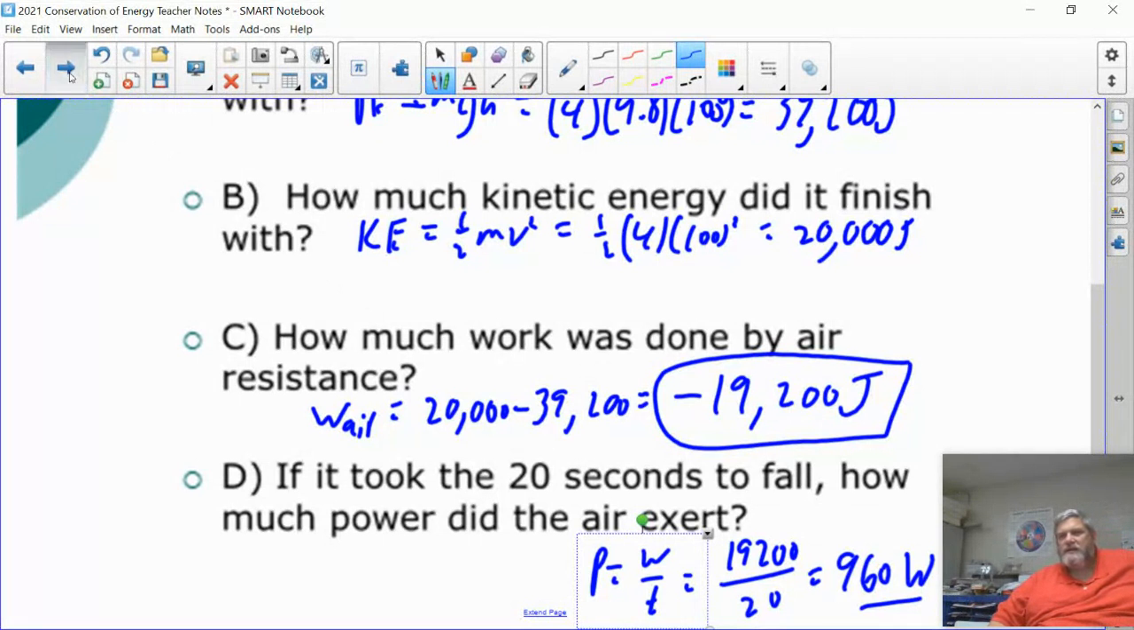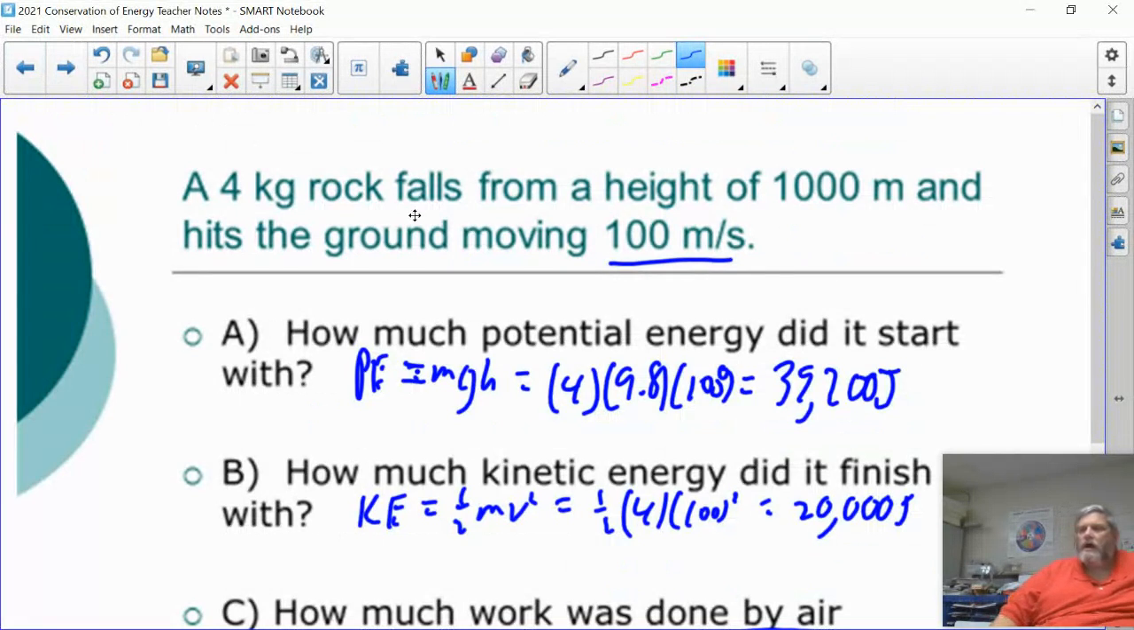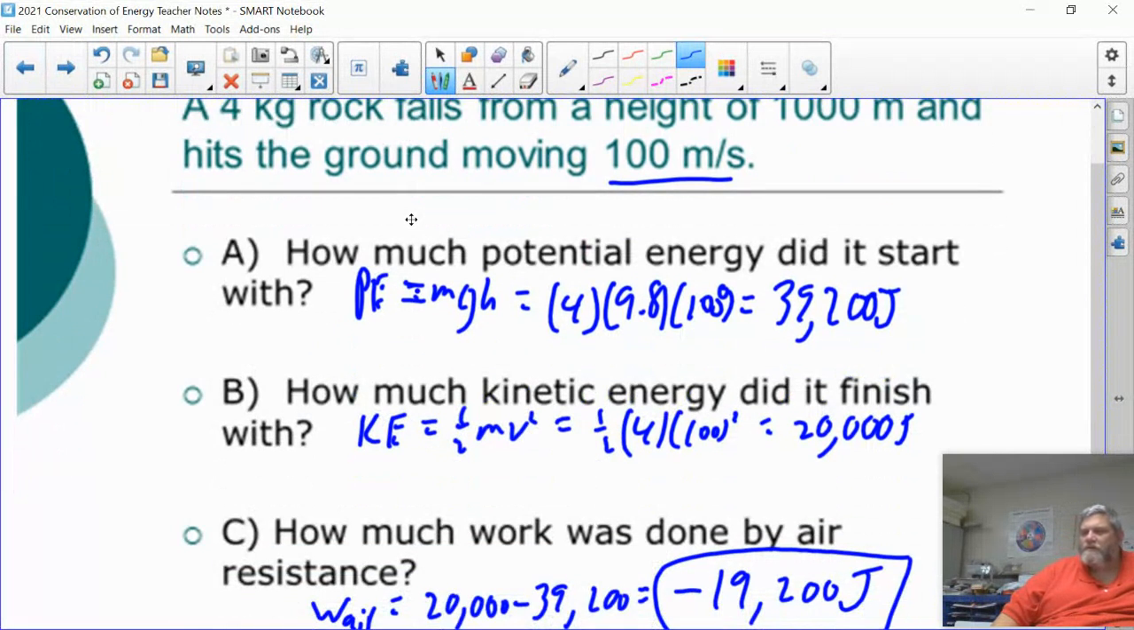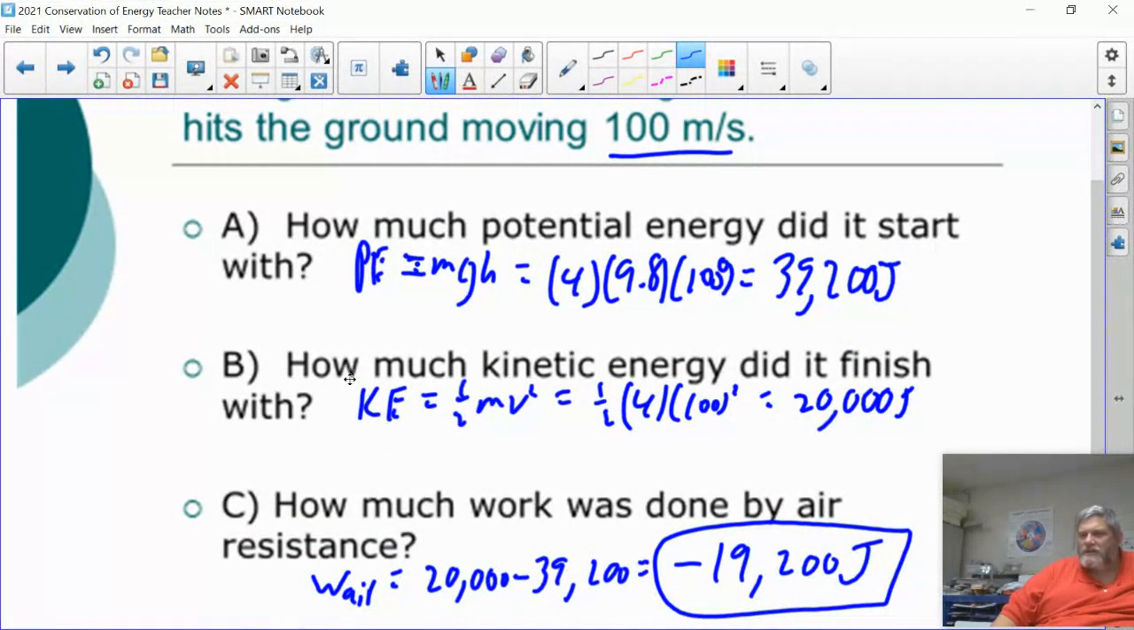So basically what we do when we solve these problems, you look at the potential energy at the top, kinetic energy at the bottom. If there are no losses, you set them equal to one another. If they're not equal, then typically the difference between them is the work done by friction or air resistance or whatever happens to be in the way.